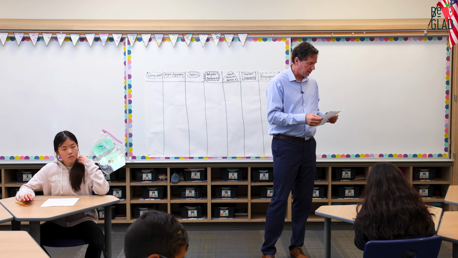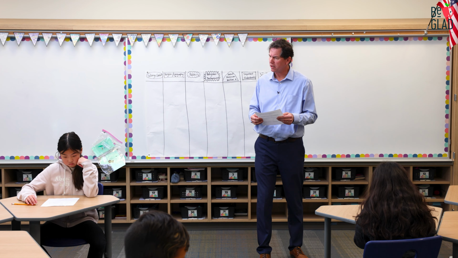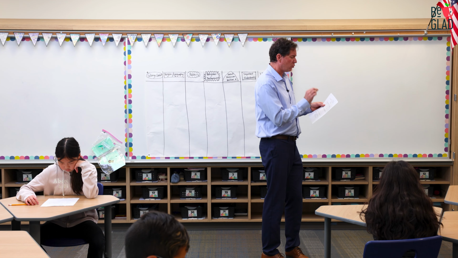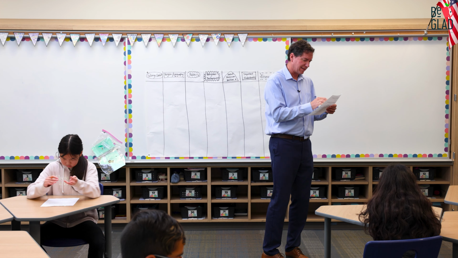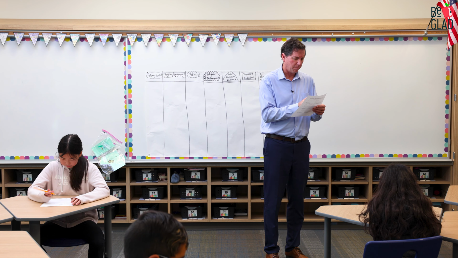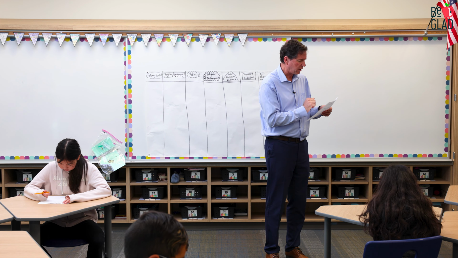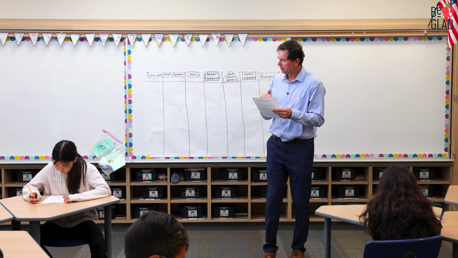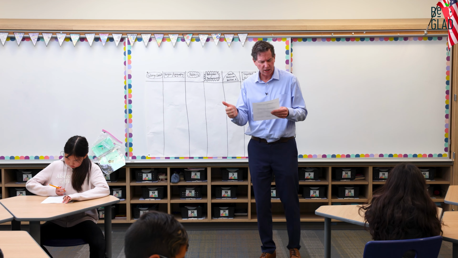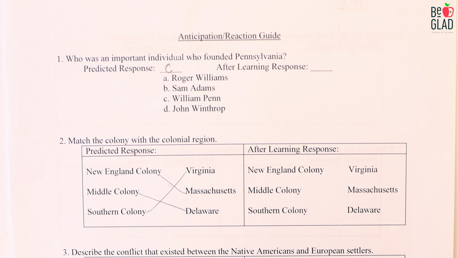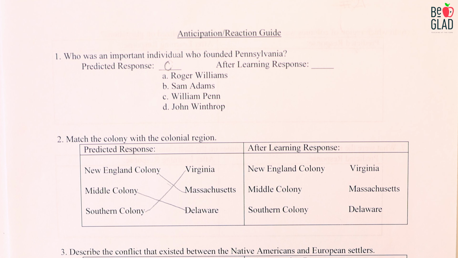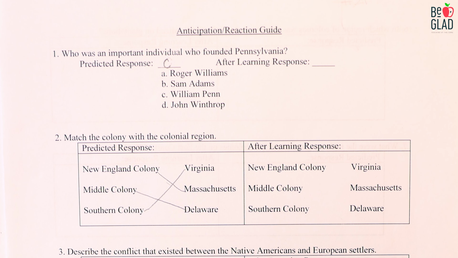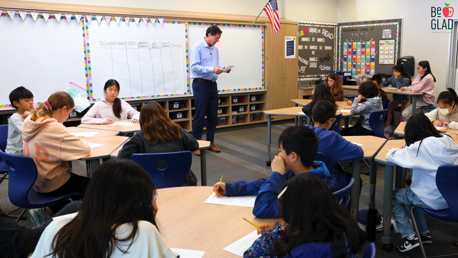Match the colony with the colonial region. So in this one, you're going to draw a line from this list, New England colony, Middle colony, and Southern colony, to the colony, the state that matches it, okay? Either Virginia, Massachusetts, or Delaware. Make your predictions now in the predicted response section. Let's move on to number three.